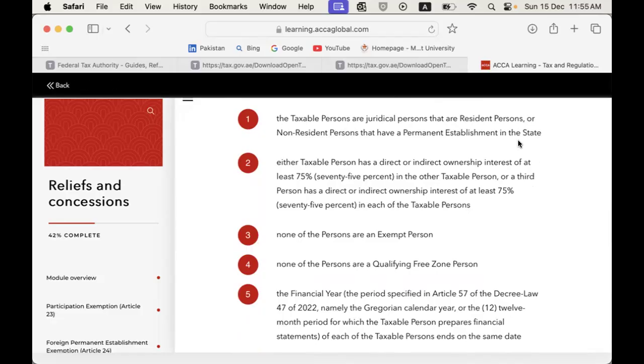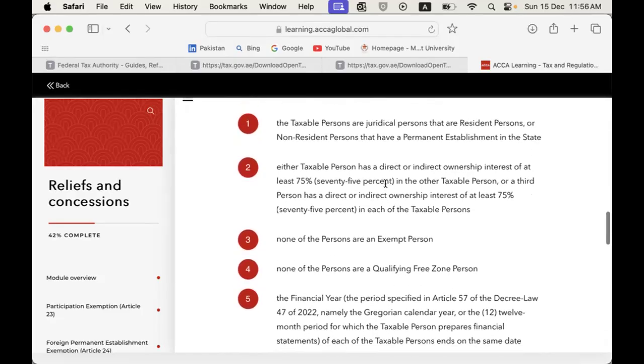Come on, guys, that's an easy one. The taxable persons are juridical persons that are resident persons or non-resident persons that have permanent establishments in the state, in the UAE. So my question, yes, they can be part of it. So whenever we use the word branch, we are referring to a non-resident person. Why? Because branches usually are of non-resident persons.